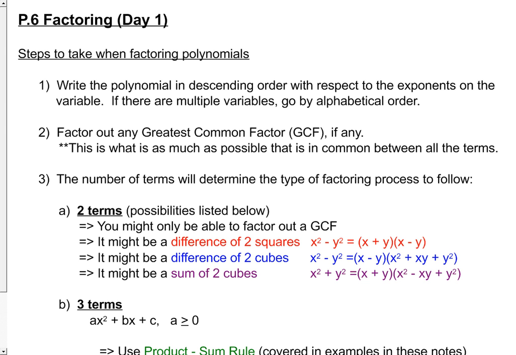This is section P.6. We are factoring, and this is day 1. So, we need to talk about the steps to take when we are factoring polynomials.